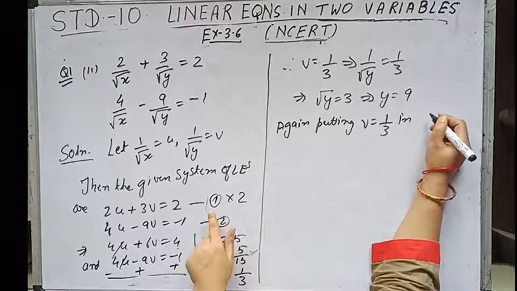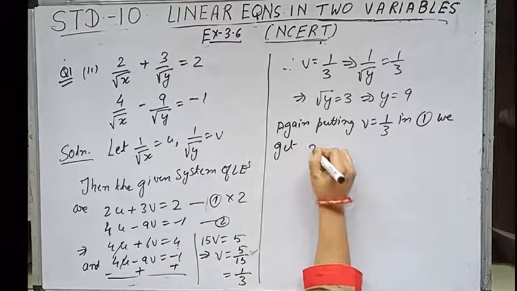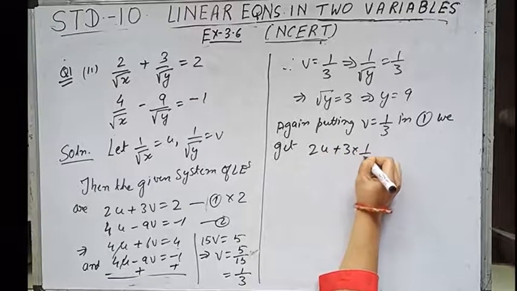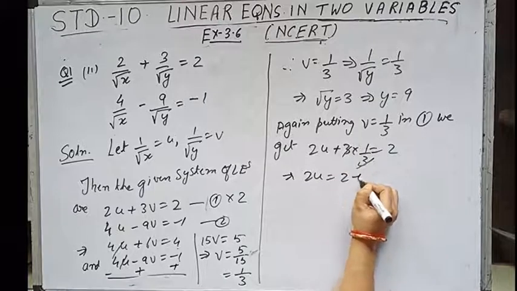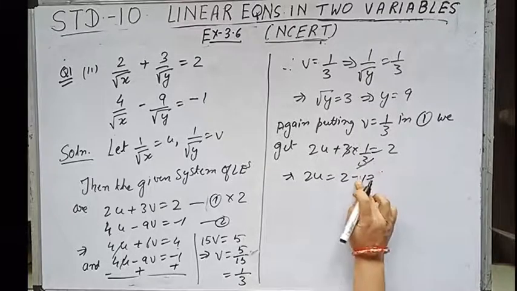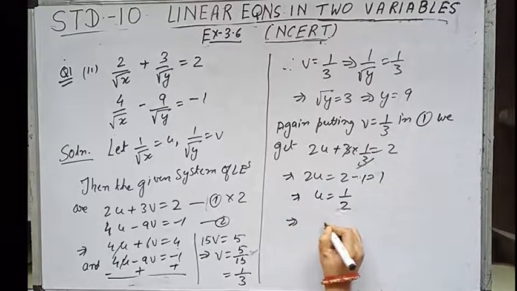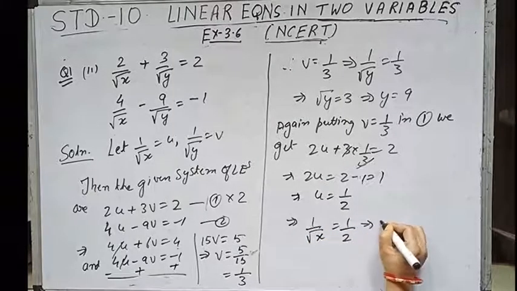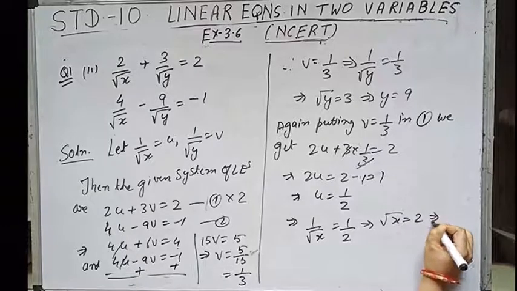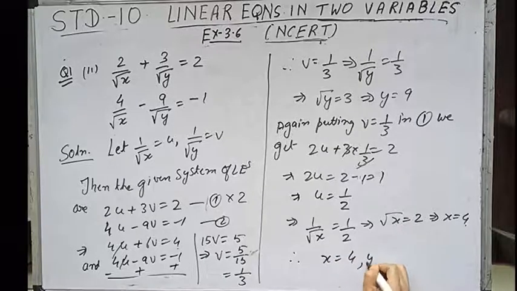Let us substitute in 1 only. In 1 we get 2u plus 3 into 1 by 3 equals 2. This implies 2u equals 2 minus 1 equals 1. This implies u equals 1 by 2, implies 1 by root x equals 1 by 2, implies root x equals 2, implies x equals 4. Therefore, x equals 4, y equals 9. Answer.